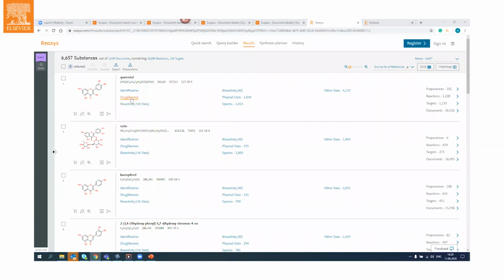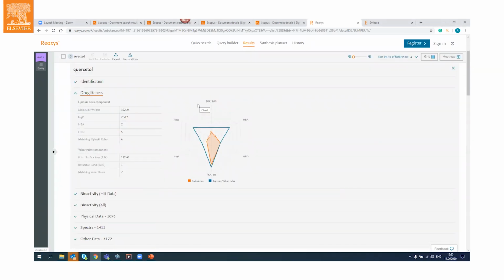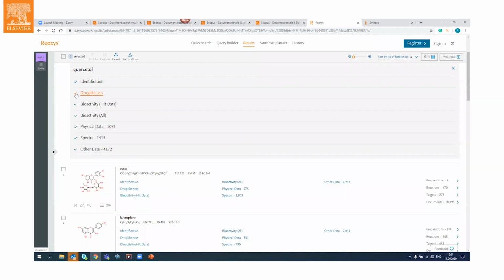But one of them, which is also very important, is implemented in Reaxys, and this is drug likeness. As pharmacologists know, there are Lipinski's rules and Weber rules, which have some quantitative predictors. For each molecule in Reaxys, you can open this drug likeness and assess if the molecule looks like a drug. If it is, all the points of the molecule should be inside this, let's call it triangle. If they go outside, most likely this wouldn't be a drug-like molecule.